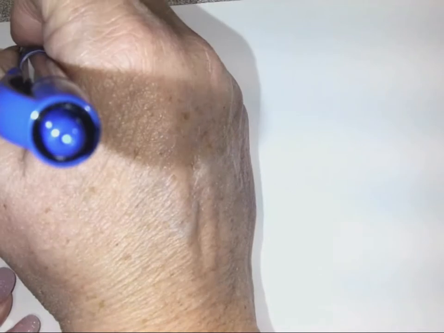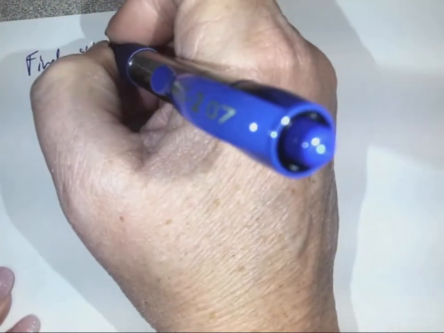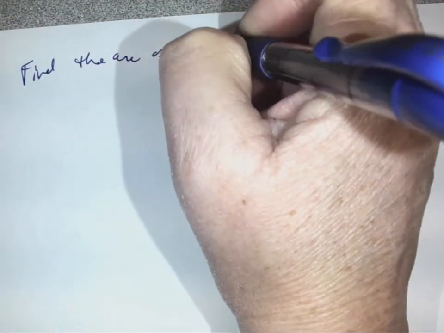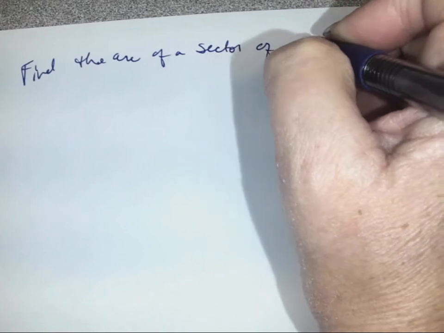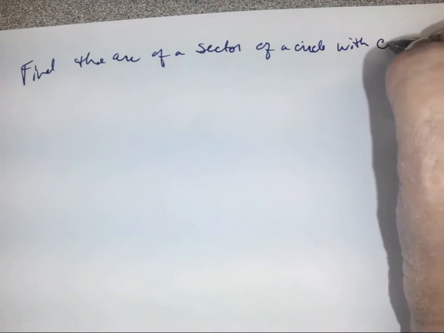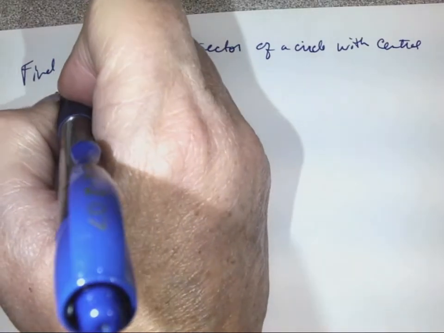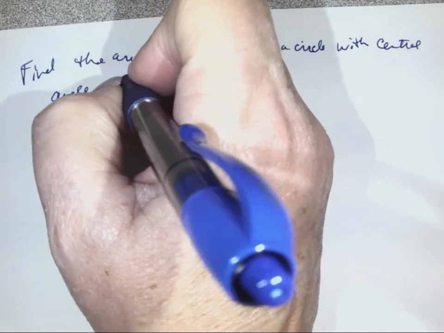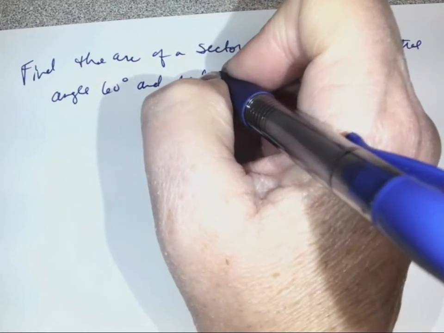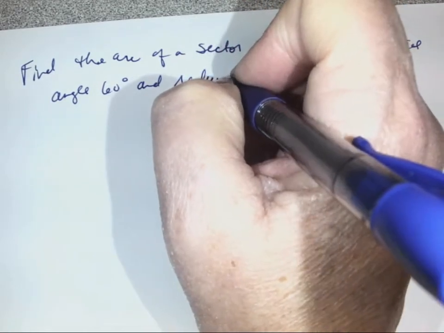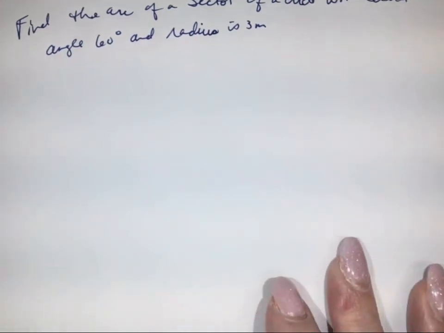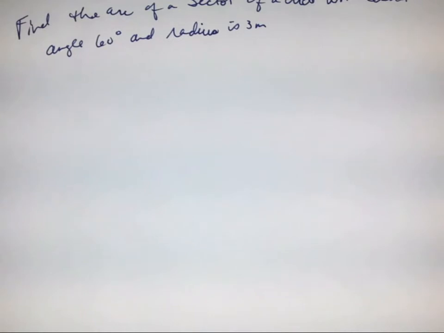So we want to find the arc of a sector of a circle with a central angle of 60 degrees and the radius is 3 meters. So we're looking to find that arc.